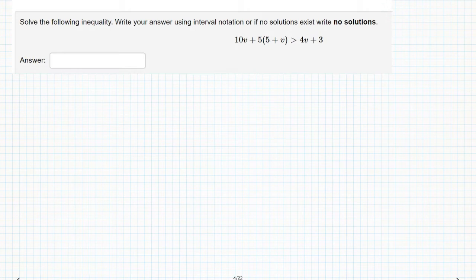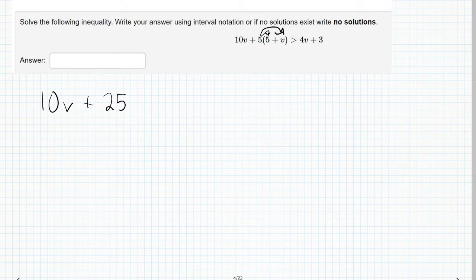There's not much to do here other than, so if you see 10v plus, now once again we got to remember to distribute. So we take the 5 times each of those, so that makes 25 plus 5v is greater than 4v plus 3. So now you want to get all the v's on one side. Okay? So if we get all the v's on one side, what does that do?